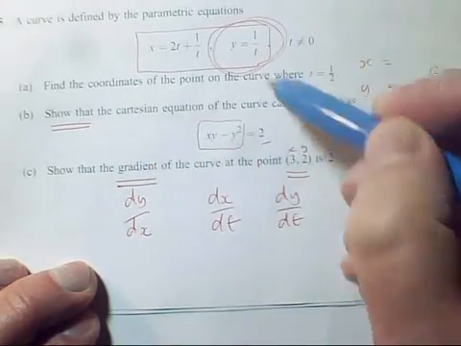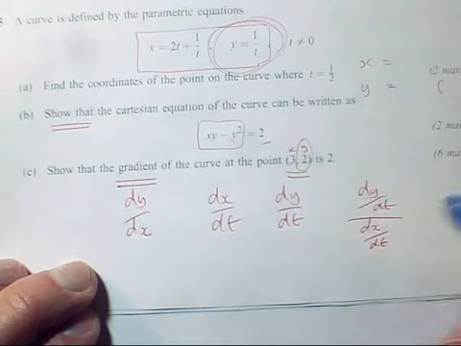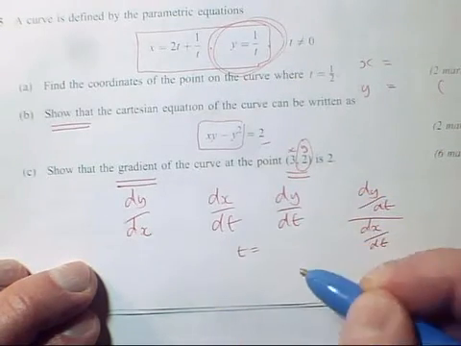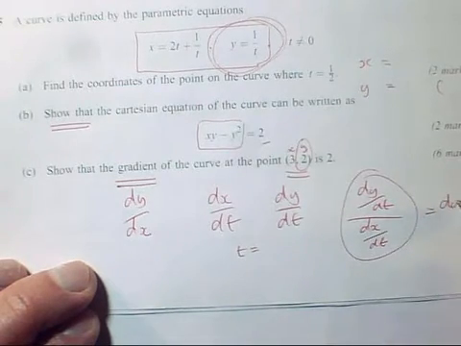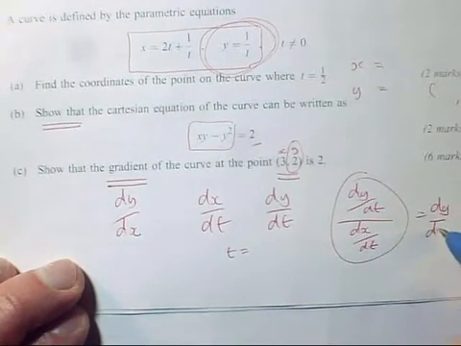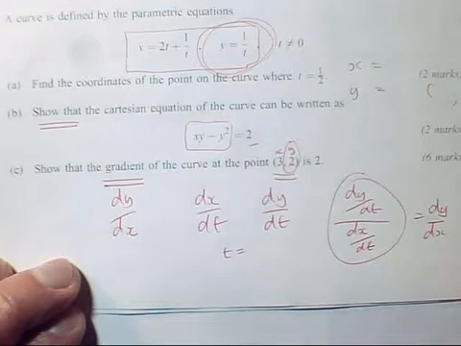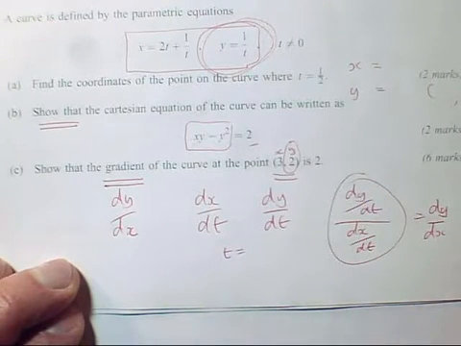I know that y is 1 over t, but I also know that y is 2, so that's going to enable me to come up with a t value, which I can substitute into my dy by dx. And when I do that, then it should come out to give an answer of 2, and I can say that I found the gradient is 2.